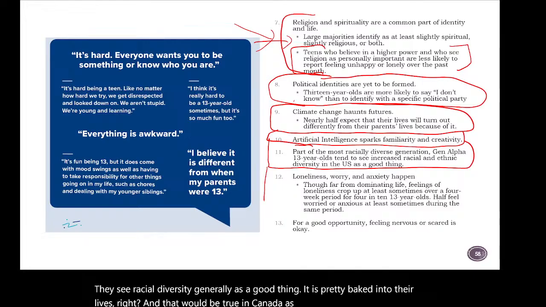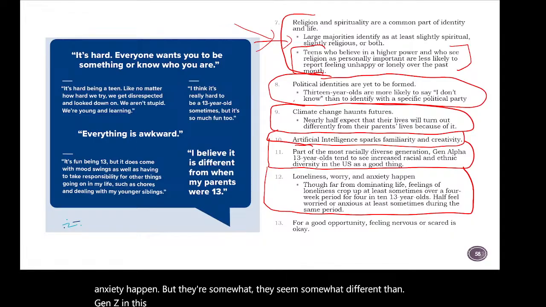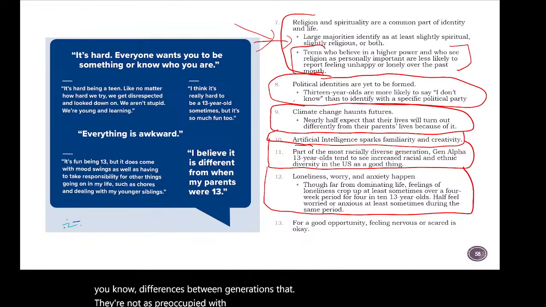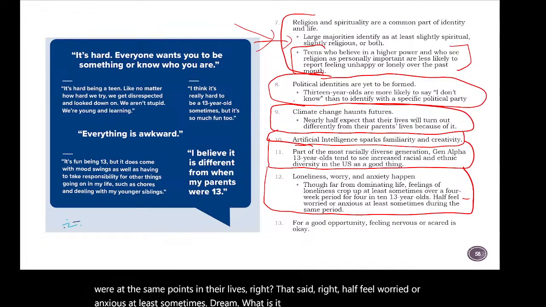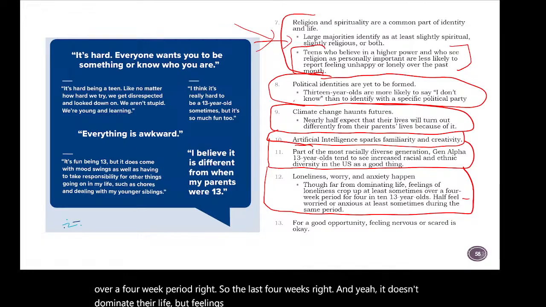And yeah, loneliness, worry, and anxiety happen, but they seem somewhat different than Gen Z in this way, right? There's already some indications, and there's always differences between generations, that they're not as preoccupied with anxiety and they're not as worried as Gen Zers were at the same points in their lives, right? That said, half feel worried or anxious at least sometimes during the 4-week period, right, in the last 4 weeks. And yeah, it doesn't dominate their life, but feelings of loneliness do crop up, right? So pretty normal.